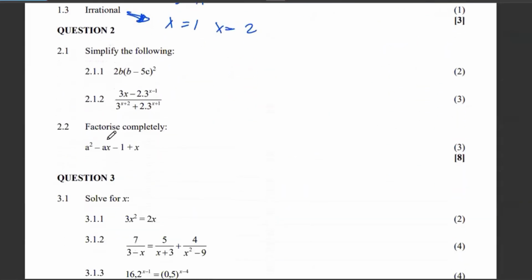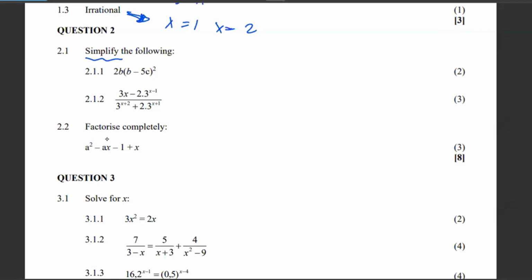Then 2.1, simplify the following. The word simplify means break it down. If we have brackets, you need to open up those brackets. If we have fractions, we need to use the knowledge of fractions to break it down.